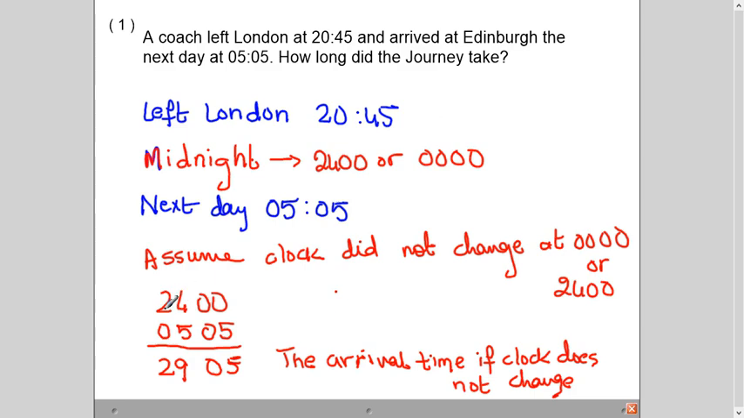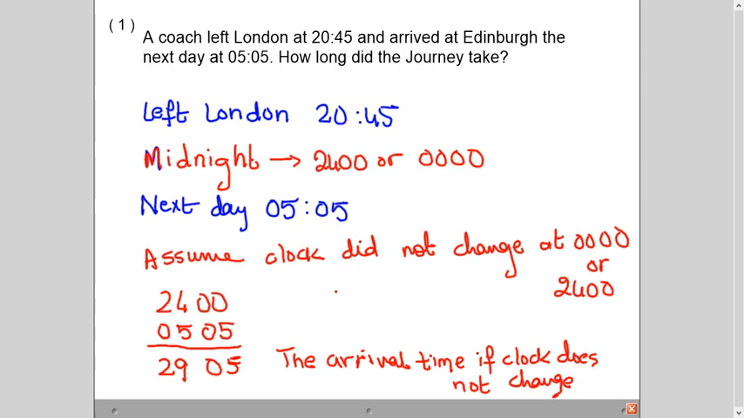This is my hour and this is my minute. So when I'm adding up, if the clock has not changed to 24:00, I'm in 00 here, it means the arrival time would be 29:05. So now I have the arrival time. Do not think at the moment that it is unrealistic. Yes, we will change it later. So this is the arrival time and this is the departure time.